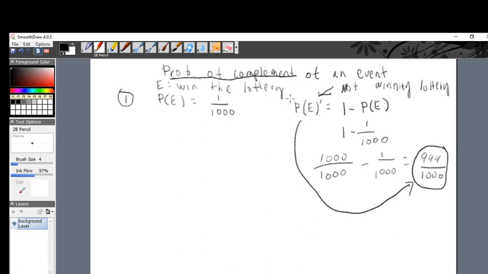What's the formula? It's a simple formula. The probability of an event not happening is the number 1, which is everything else contained in 1, minus the probability of the event happening. The probability of the event happening is 1 over 1,000. Subtract that out of 1, and you get the complement of the event. That's a pretty straightforward formula and a pretty straightforward concept.